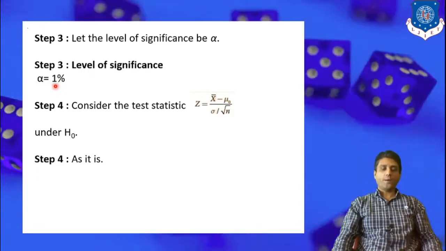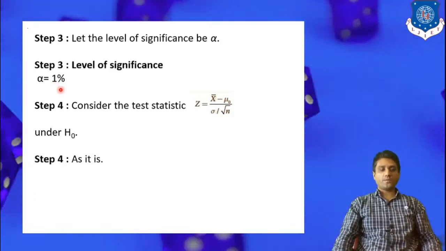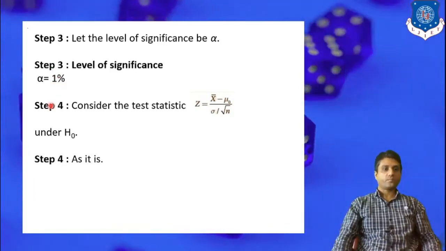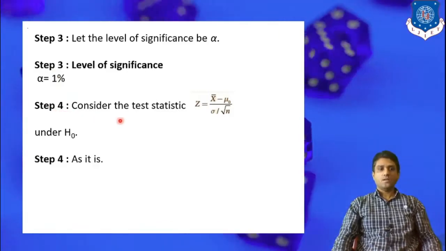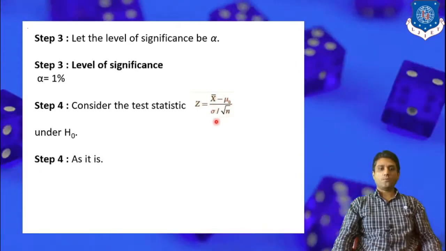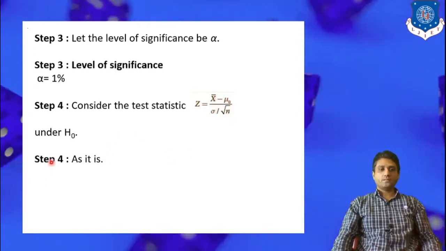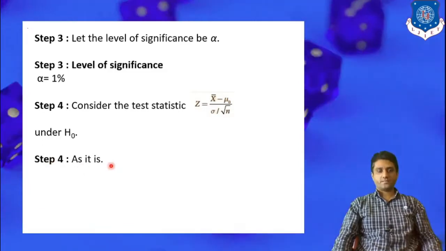Sometimes it is not defined in the question, so as per your convenience, you can go with either 1% or 5%. Next, step number 4. Consider the Z statistic, that is x bar minus mu 0 upon sigma upon square root of n. In the context of this example, step number 4 is as it is.